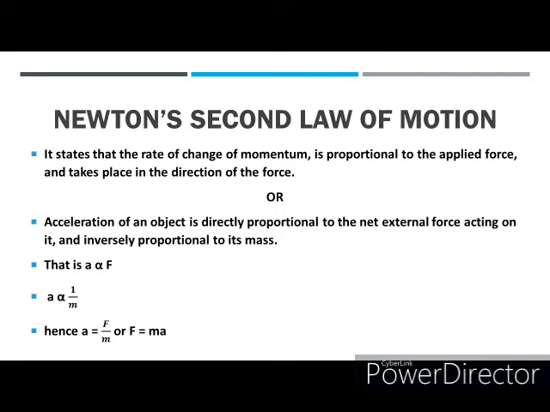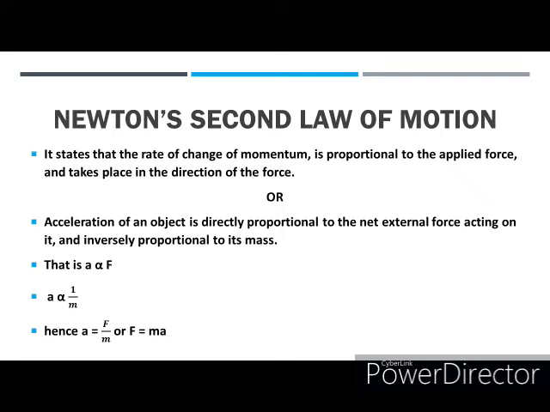Now, this law can be stated as follows. The rate of change of momentum of a body is directly proportional to the applied force and takes place in the direction in which the force acts. Alternatively, you could state it as: the acceleration of an object is directly proportional to the net external force acting on it and inversely proportional to its mass. So if I put this particular definition or law together, I'm going to get that F = ma.